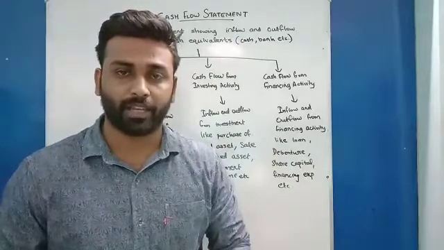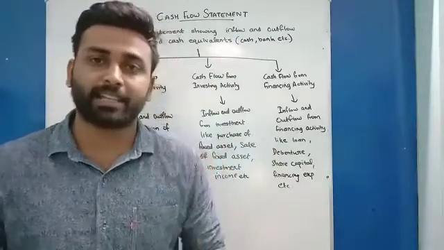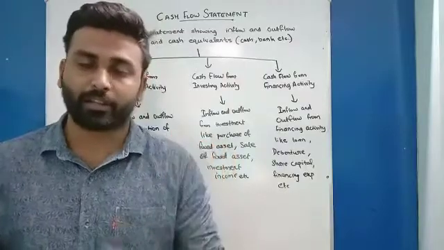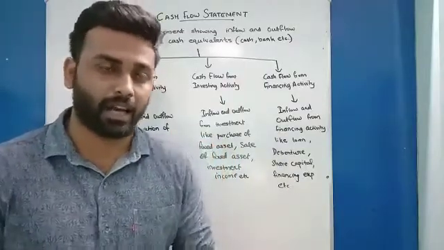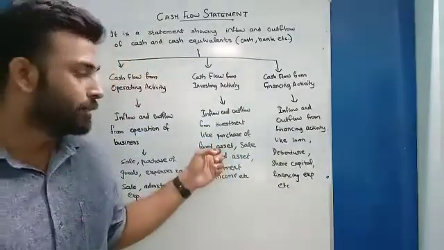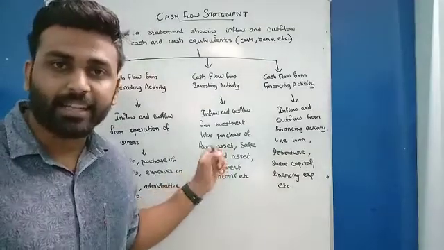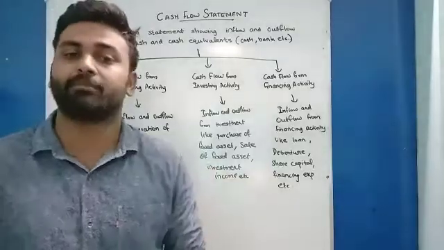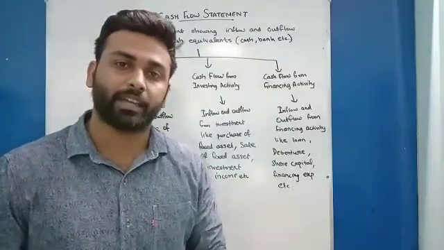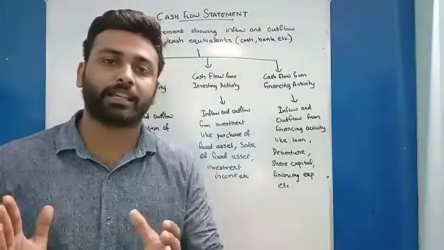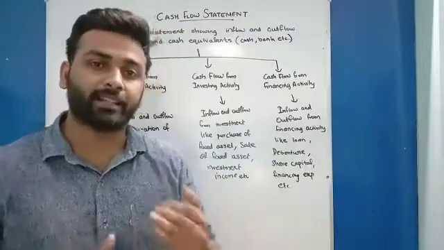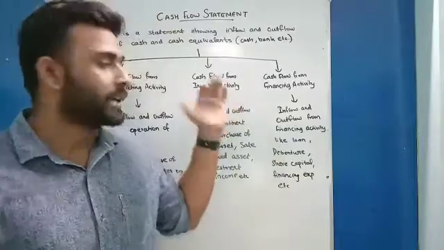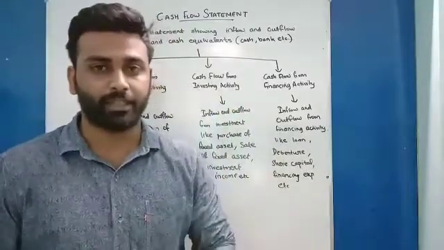activity. Okay, so the main items recorded in this investing activity are the purchase of fixed assets, sale of fixed assets, then investment income, etc. Only the non-current items as well as the income from non-current items will be recorded under cash flow from investing activity.